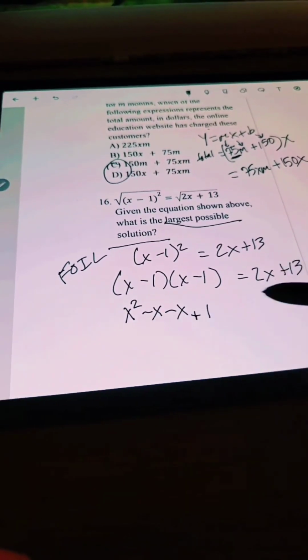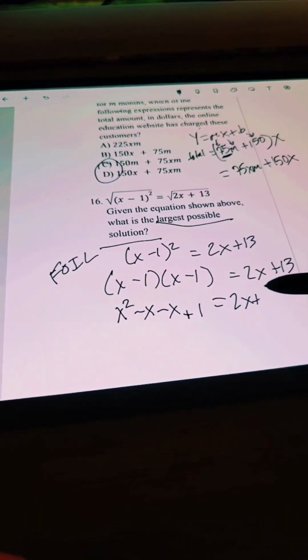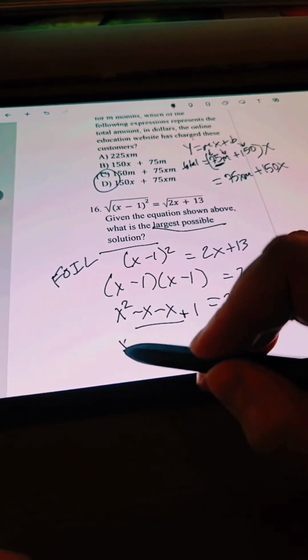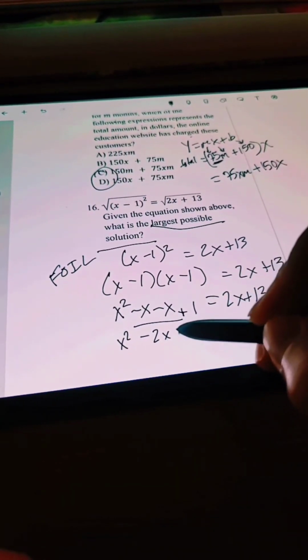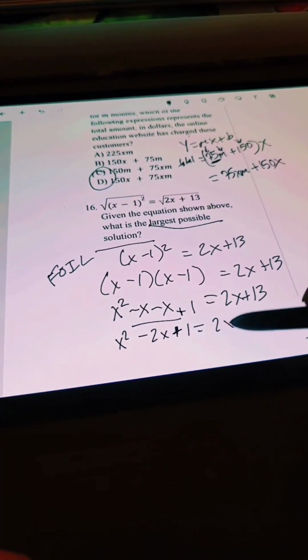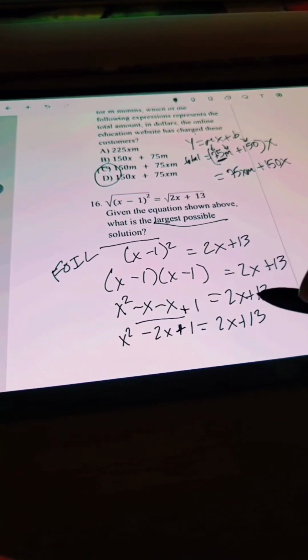So now we can say that that's just all equal to 2x plus 13 because I didn't do anything to that side, and combine our like terms here. So then we have x squared minus 2x plus 1 is equal to 2x plus 13.